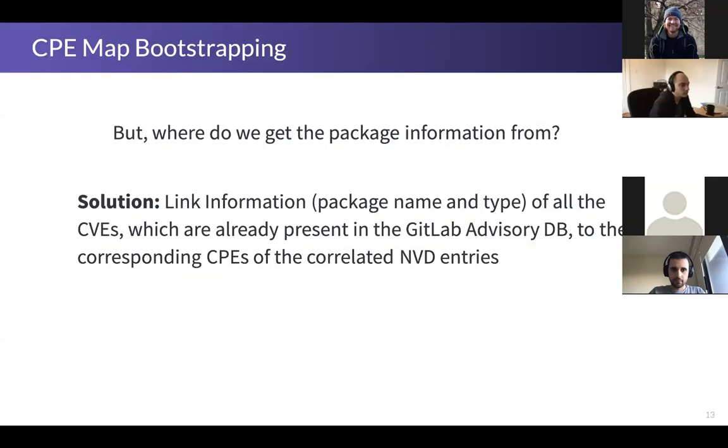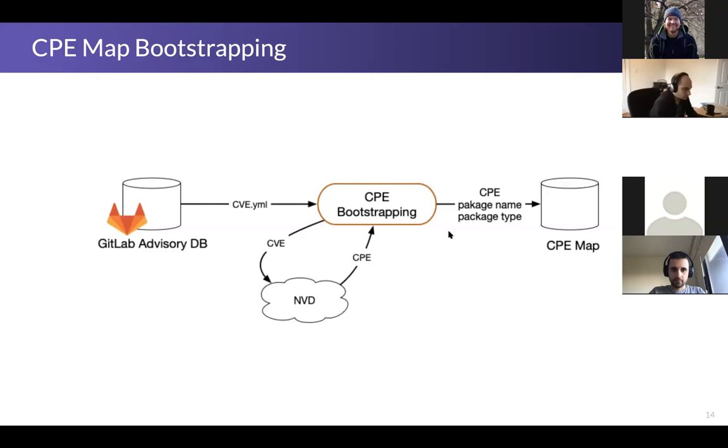In order to get this information, we can rely on data sources that we already have at our disposal. We already have a GitLab advisory database, and in this advisory database we have NVD entries, and we can determine which CPEs, common platform enumerators, are linked to a certain NVD entry. Based on that, we can also infer the relation between CPEs and package name and type. So this is basically how it works.